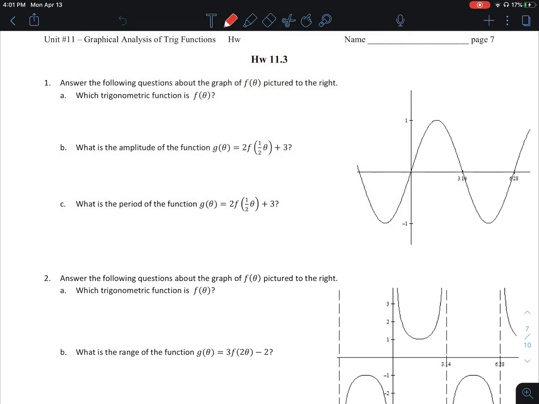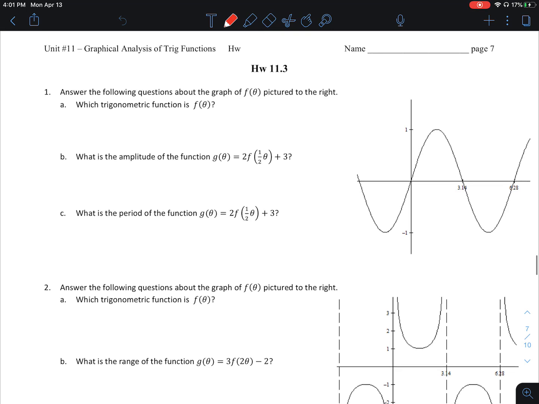PreAP PreCalculus. We're looking at homework 11.3. These are transformations of trig functions. Concerning the graph on the right, which trig function is this? Well, the trig function that has the beginning, middle, and end of the period on the midline, and a quarter of the way through above and 3/4 of the way through below, that is sine.